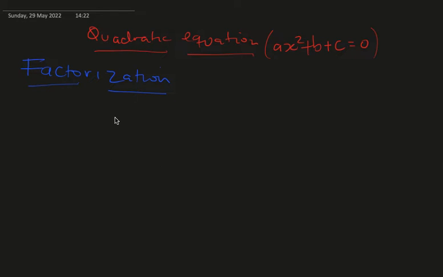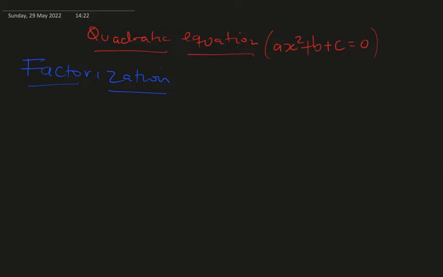Welcome to part 3 of quadratic equations, and we are specifically looking at factorization, one of the methods that we use to solve quadratic equations. So in part 1 we looked at what quadratic equations look like. We looked at the different methods of solving quadratic equations, and in part 2 we did an example of how to use factorization to solve, first of all, to factorize the quadratic equation before we can solve it. And in this part we are going to conclude on factorization.